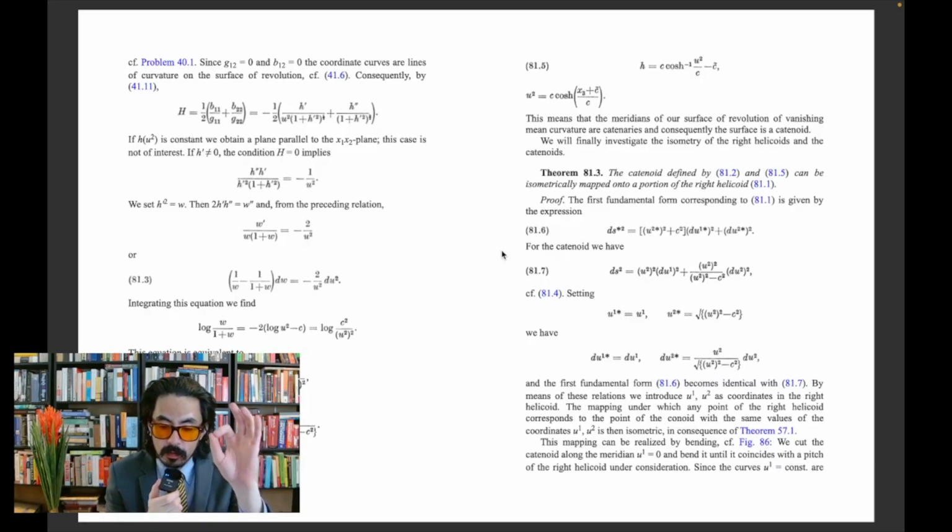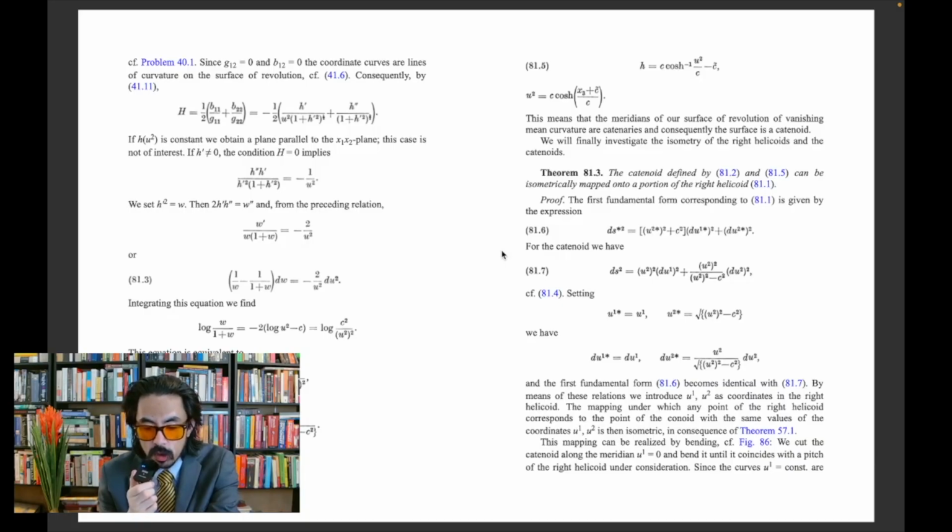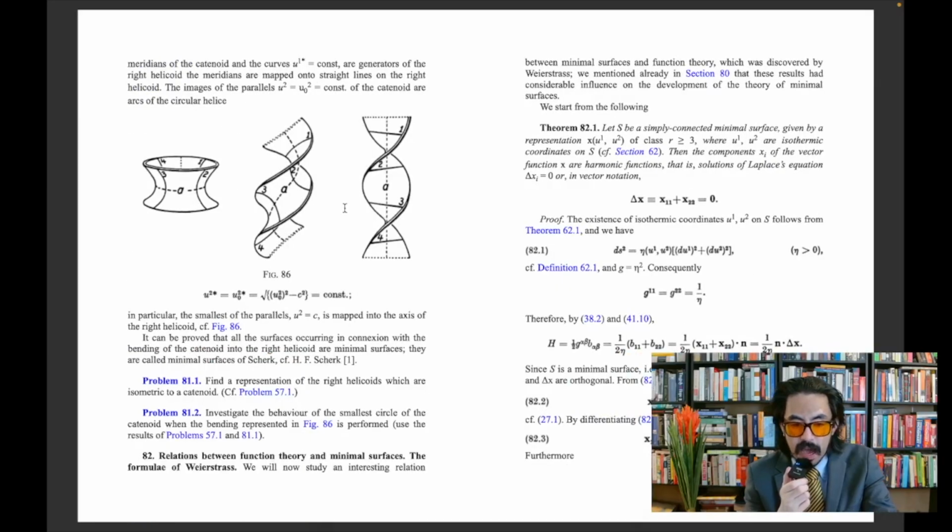This mapping can be realized by bending, and we'll see that in figure 86 when I turn the page here. We cut the catenoid along the meridian where coordinate u1 is equal to 0 and bend it until it coincides with the pitch of the right helicoid under consideration. Since the curves where u1 is equal to a constant are meridians of the catenoid, and the curves where u1 star is equal to a constant are generators of the right helicoid, the meridians are mapped onto straight lines on the right helicoid. Wow, that was a tricky sentence.